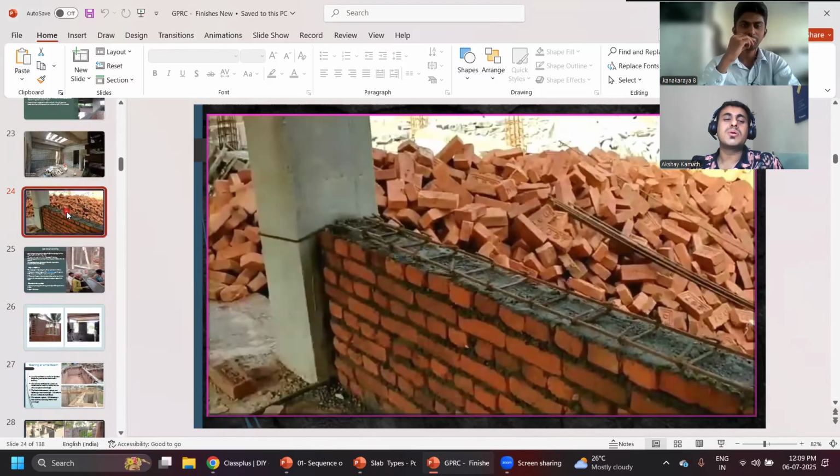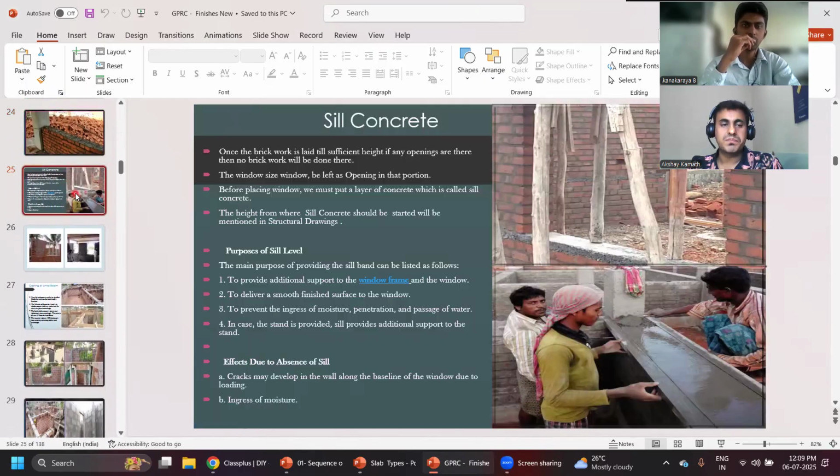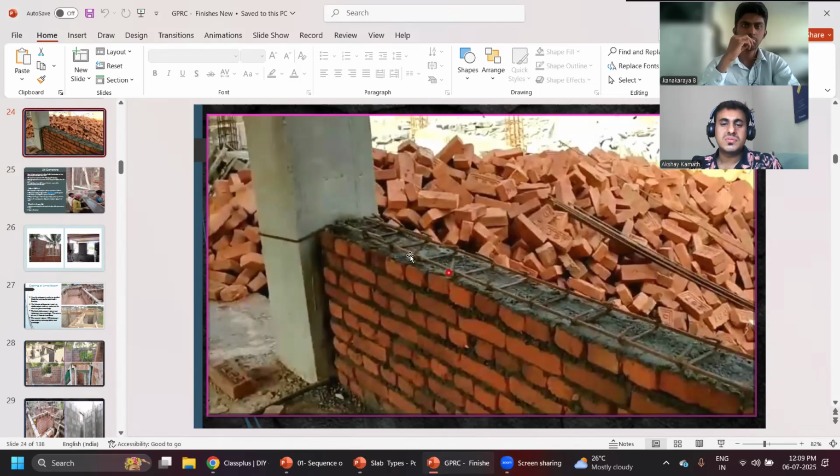Water absorption. How much should it be in the brick? Sir, for first class brick, it should not exceed 20%. For second class brick, it should not exceed 22%. For third class brick, it should not exceed 25%, sir. 25%. Okay.